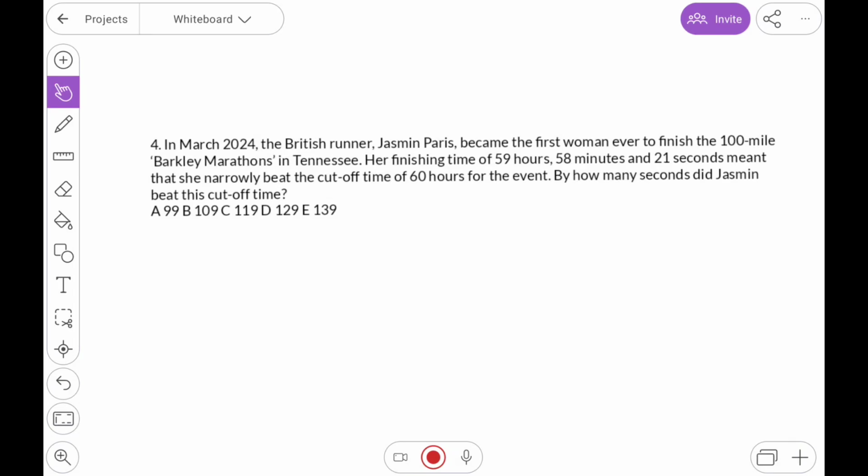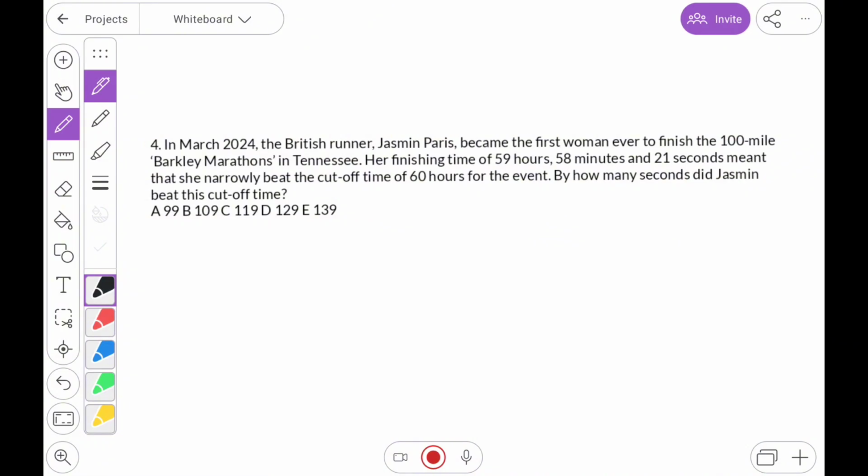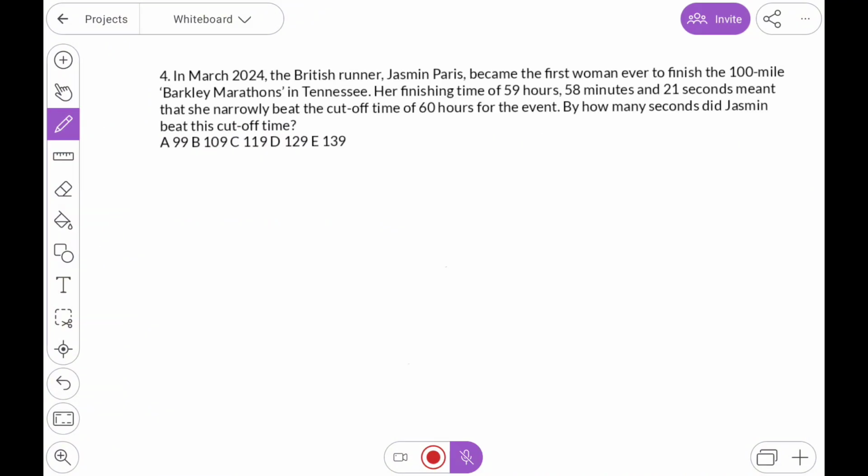In March 2024, the British runner Jasmine Paris became the first woman ever to finish the 100-mile Barkley Marathons in Tennessee. Her finishing time of 59 hours, 58 minutes and 21 seconds meant that she narrowly beat the cutoff time of 60 hours for the event. By how many seconds did Jasmine beat this cutoff time?